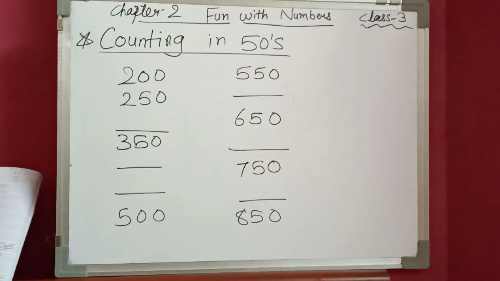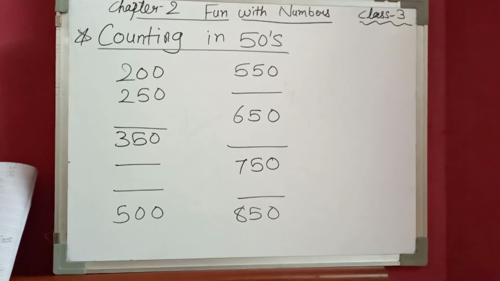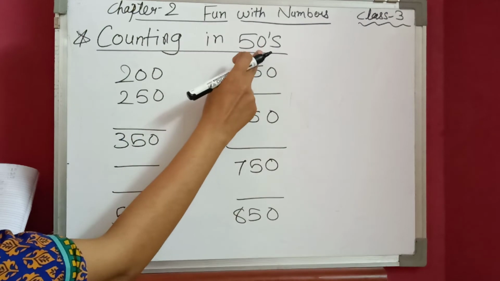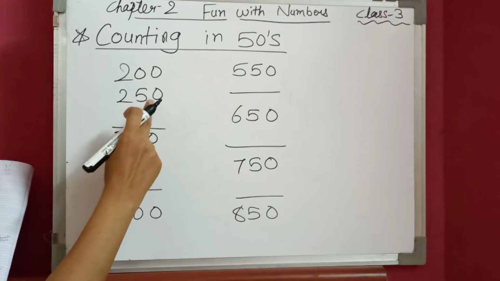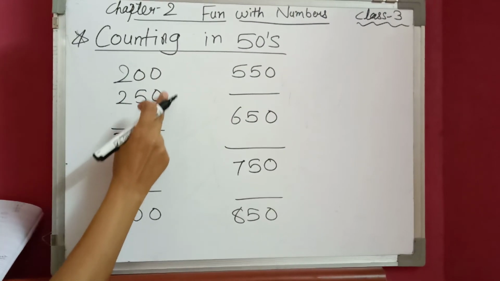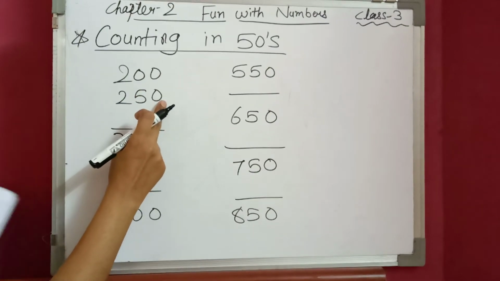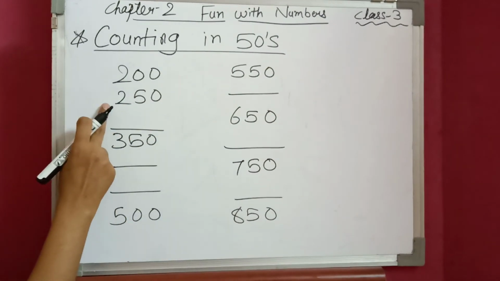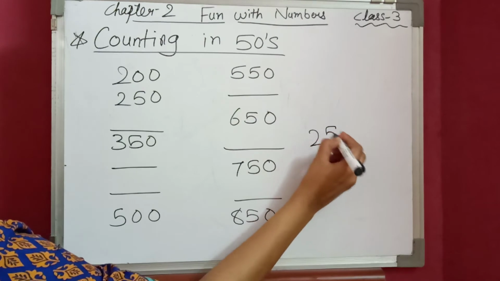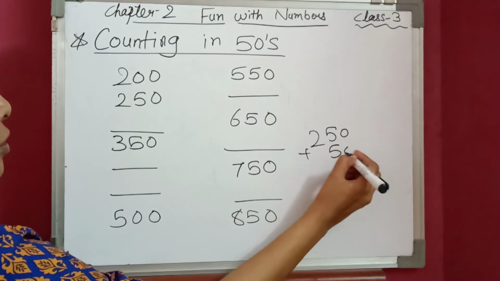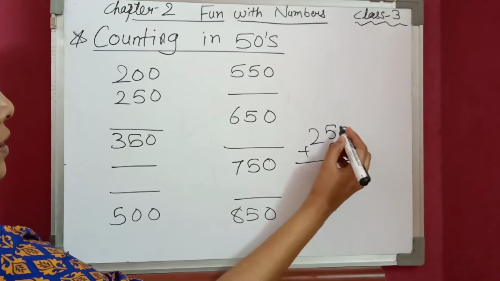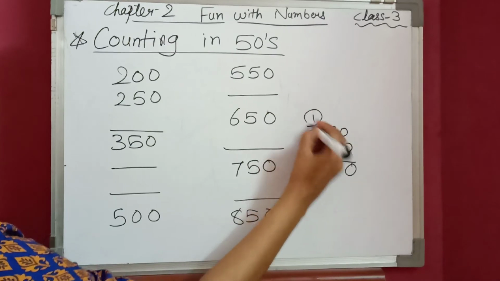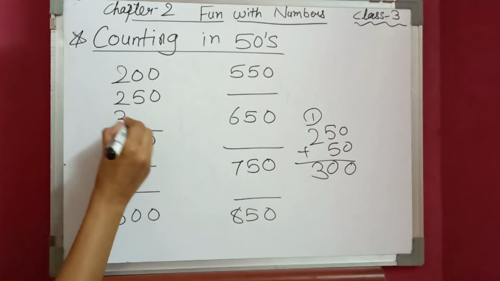As we have counted in tens in the previous exercise, here we have to count in 50s. So we have to add 50 for getting the next answer. 200 plus 50, so we get 250. Now 250 plus 50, so we get the next answer. 0 plus 0, 0, 5 plus 5, 0, 2 plus 1, 3. So we get 300.